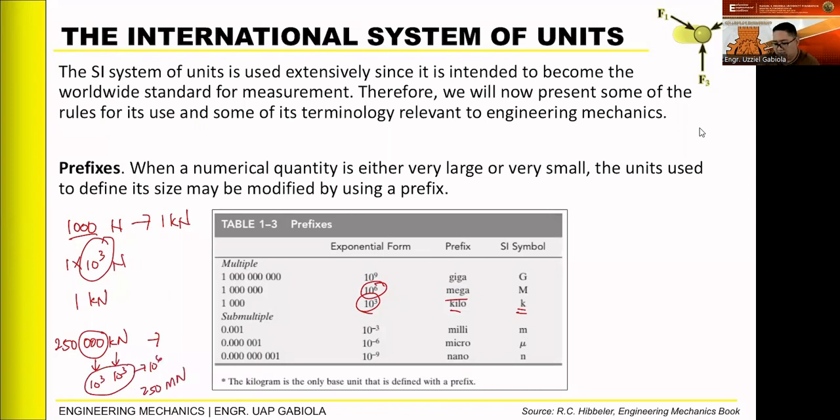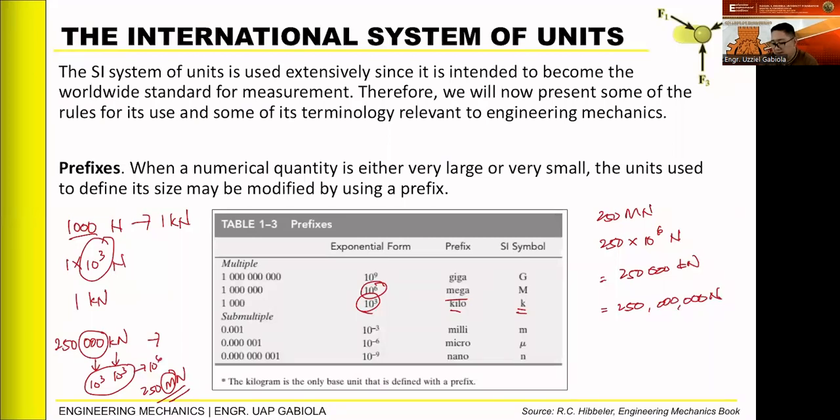So, yun yung pag-change ng prefix natin. Ang ibig sabihin sa kanya, pag may mega siya doon, that will be mega newton. So, ibig sabihin din niya 250 times 10 to the 6 newton, which is also equivalent nga sa 250,000 kilonewton, or equivalent siya sa 250 tapos 6 na zero newton. Okay? So, kung very large yung mismong unit natin or very small, we can use prefixes to make it simpler.